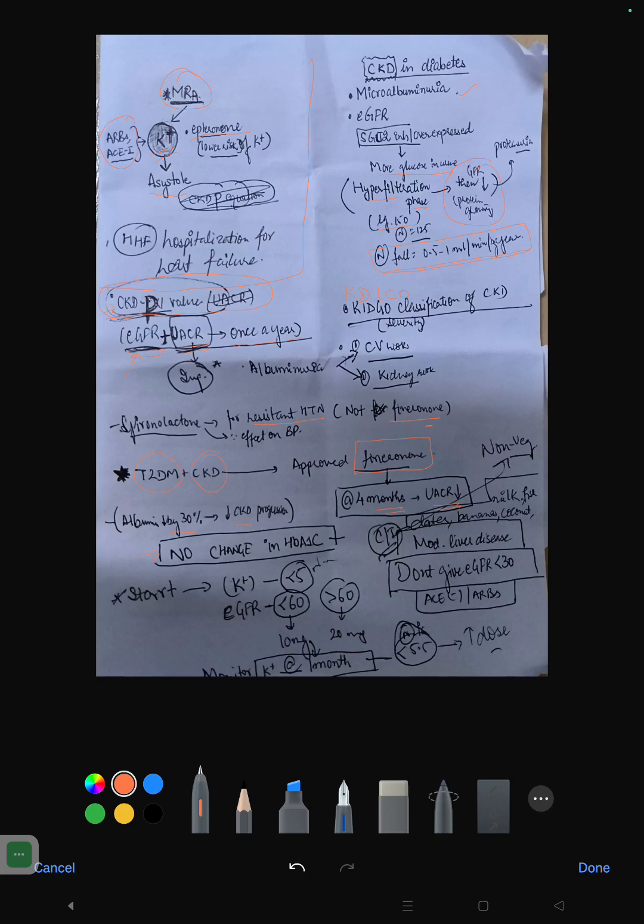We start Finerenone in patients with type 2 diabetes and CKD when potassium is less than 5. If eGFR is less than 60, we give 10 milligram, that is a half dose. More than 60, we give full dose of 20 milligram, and then we monitor potassium at 1 month. If it is normal, less than 5.5, we increase the dose by 10 milligram. If the potassium is increasing, that is, it is more than 5.5 and the patient has hyperkalemia, we may temporarily stop the medicine.